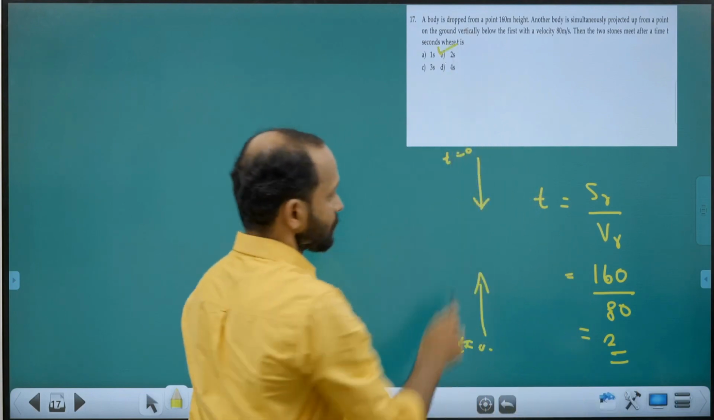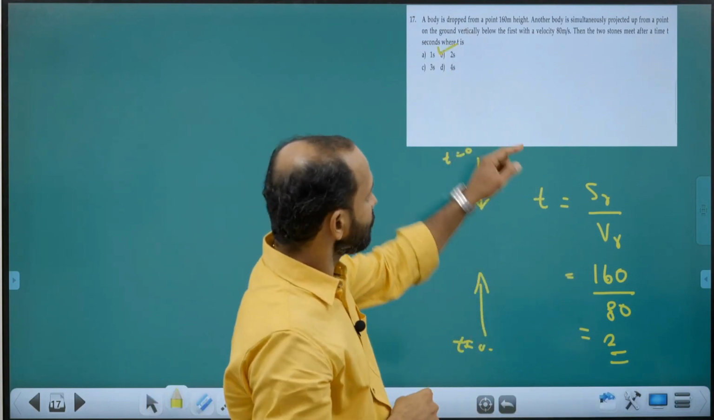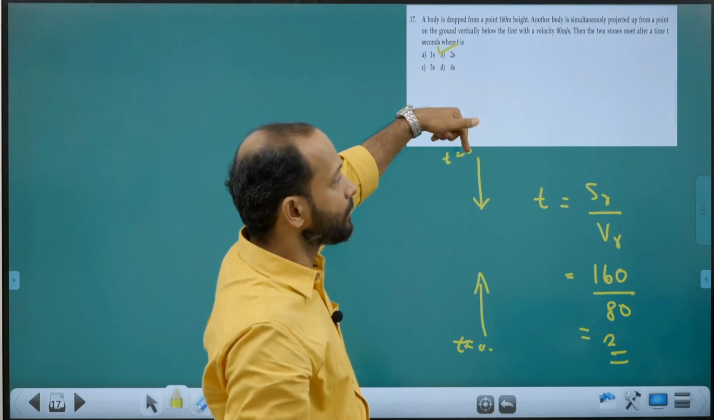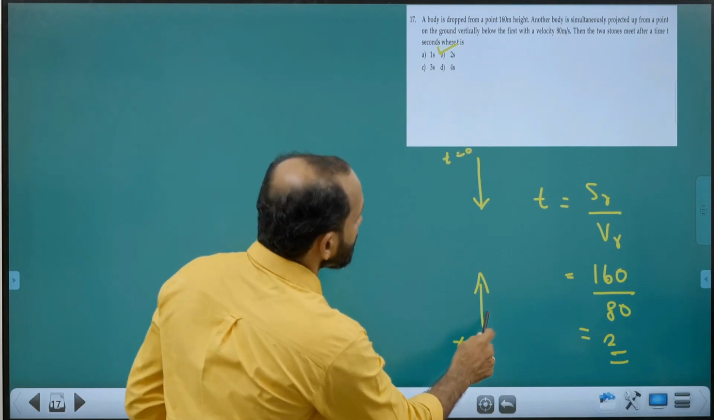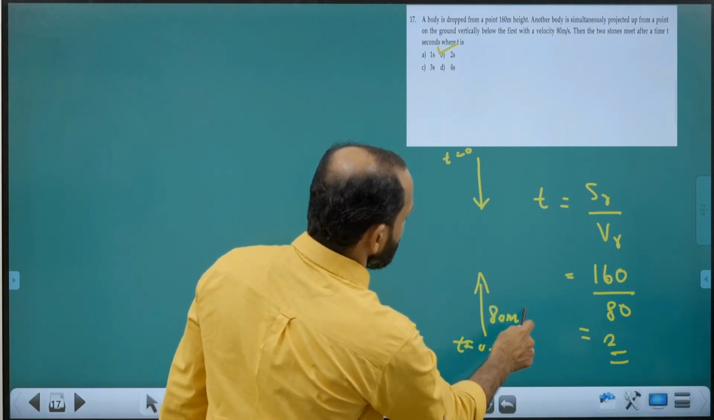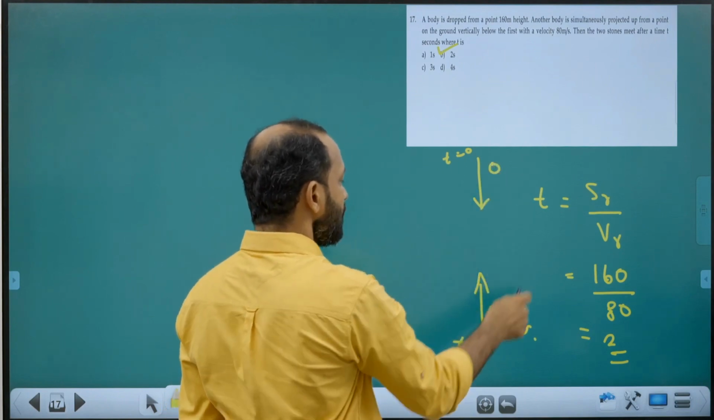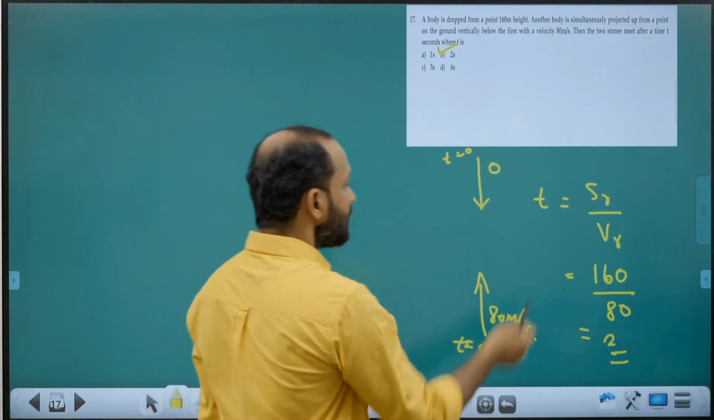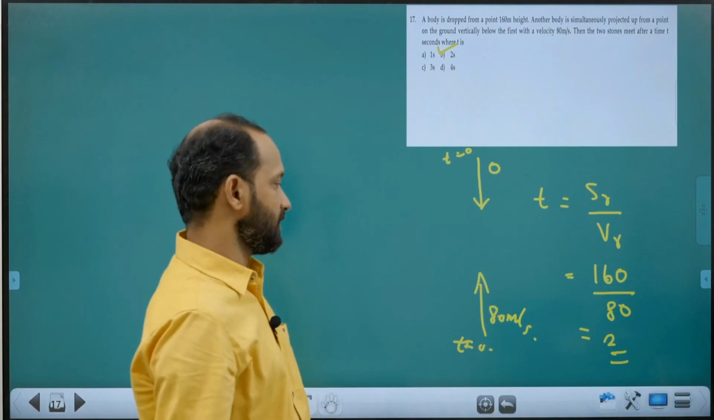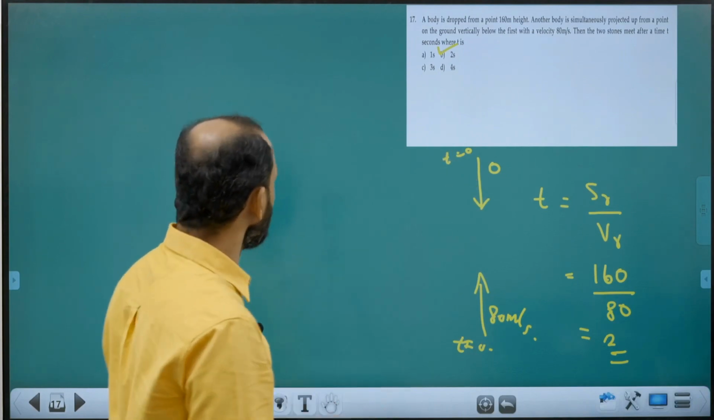So answer is box. Because initially the first one is dropped, that's why there is no velocity. Second one is projected upward with a speed of 80 meter per second. So the relative velocity is 80 minus 0, that is 80. Relative separation is the separation, that is 160. Okay, so the answer is box.